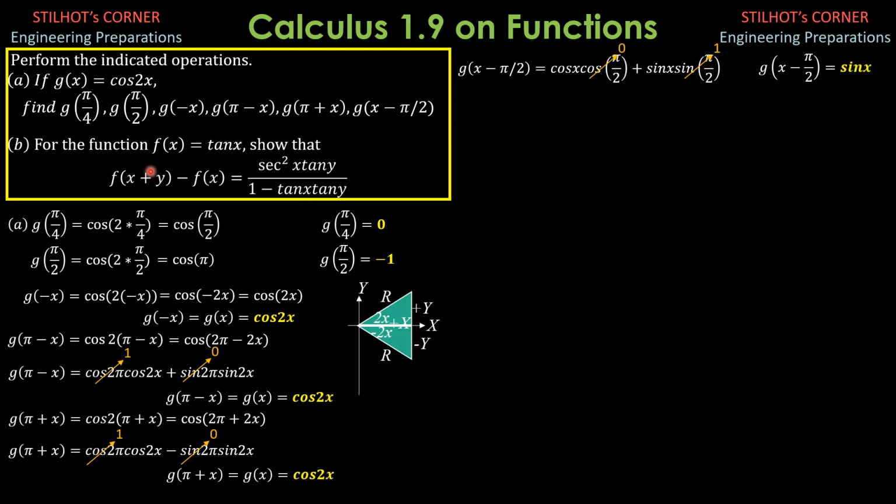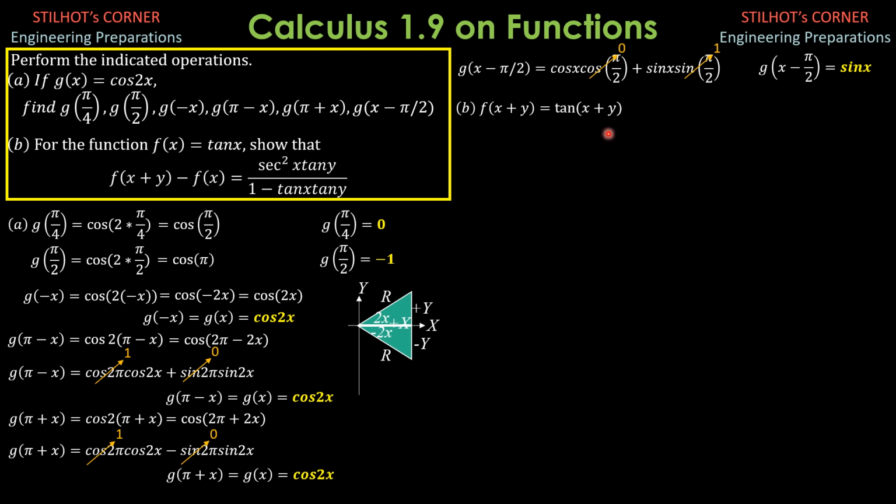So we proceed to the second part. For the function f of x equals tangent x, show that f of quantity x plus y minus f of x is secant square x tangent y over 1 minus tangent x tangent y. So let's evaluate f of x plus y, and it is equal to tangent of x plus y.